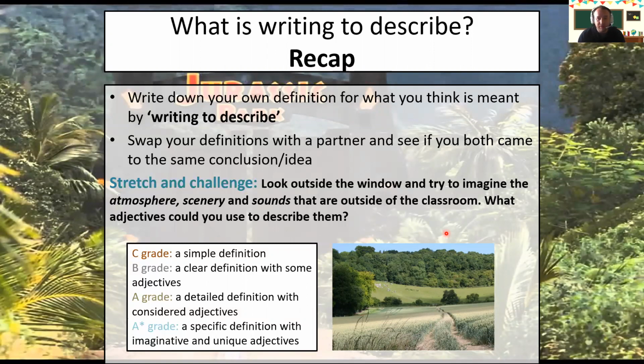Ultimately, writing to describe in this context is you're writing a piece of writing that is describing something, okay? And that could be an event, it could be a landscape, it could be both, okay? But the key is you're focusing on describing the things that are happening, the objects that are around you, and so on and so forth. So to help you get in that mindset, you might want to look out your window.